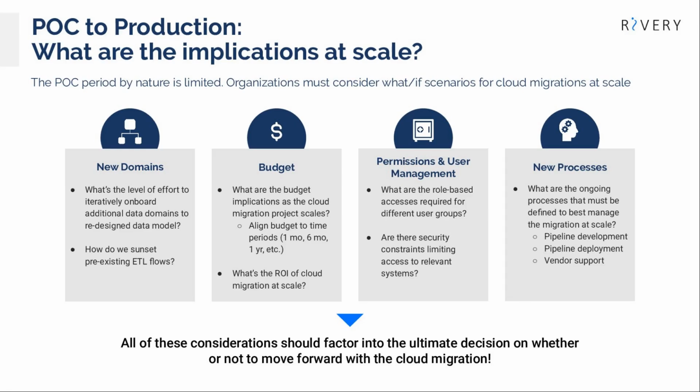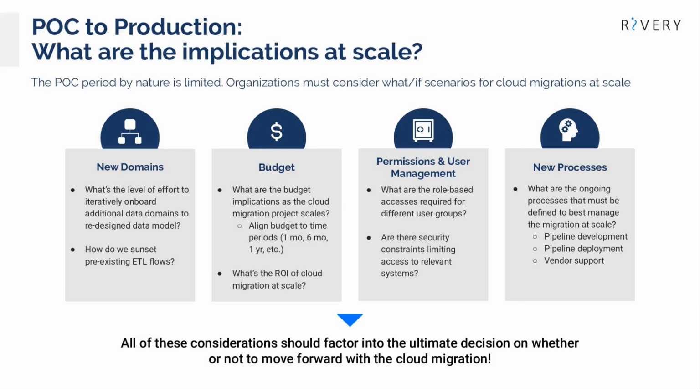The next area is permissions and user management. So different user groups will likely require different levels of access in the chosen tool stack for the migration. There should be foresight and planning into these relevant accesses up front. Certain source systems may also have security restraints that limit user access, and these constraints should also be taken into consideration when planning for the rollout of the larger migration project.